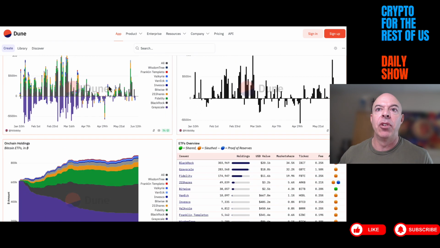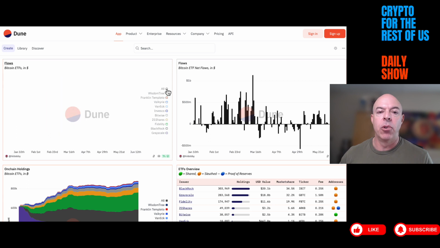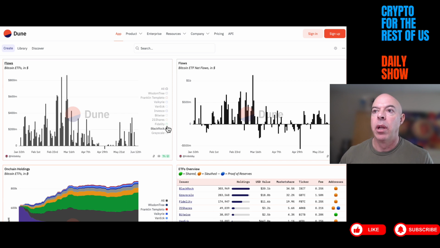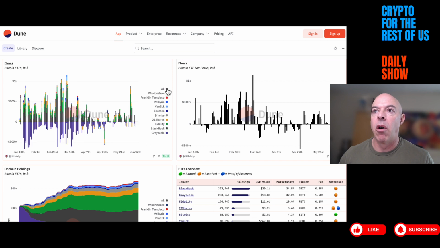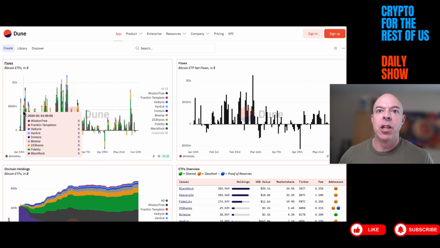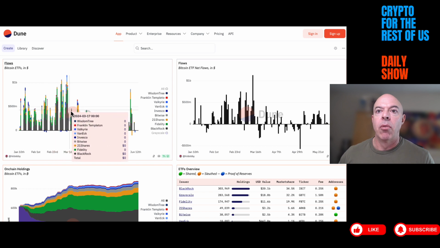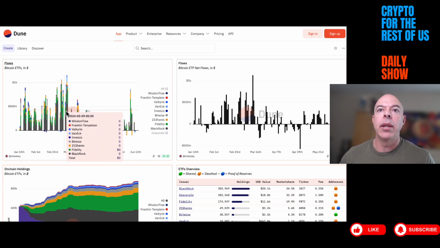What's nice about this is, if you look at the flows here and you see all of the different spot ETFs, you can turn them all off, which is what I like to do. And you can add in a particular ETF to see their flows. If we look at all, I always eliminate Grayscale. What's interesting here is back in the beginning of the year, January, February, March, up through into April, that is quite a huge volume for the inflows.